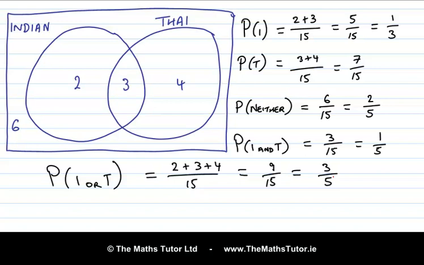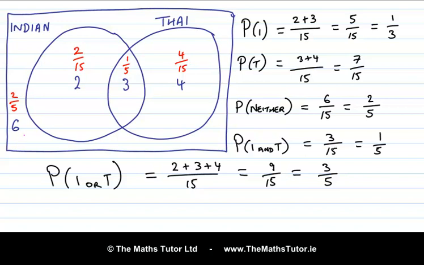We can write these probabilities into the Venn diagram. So for this region, the probability is 2 over 15, 3 over 15, and we can simplify that. 3 over 15 is 1 over 5. Here we have 4 over 15. Here we have 6 over 15, which is 2 over 5. If we added all these up, we would get 1.